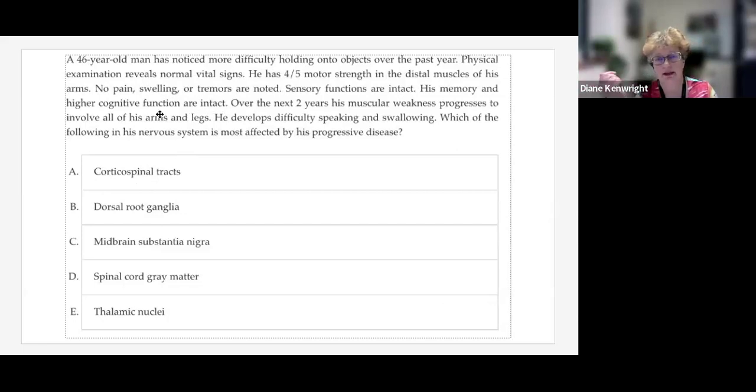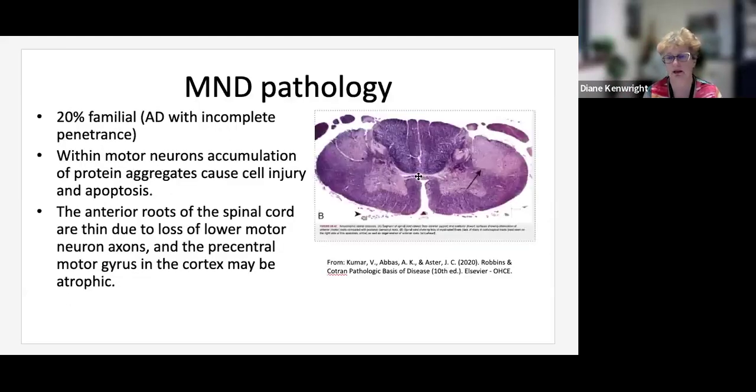Over 2 years, it involves all of his arms and legs. He has difficulty speaking and swallowing. So this is typical of motor neuron disease. The part that's affected is the corticospinal tract. Okay, here, corticospinal tract.